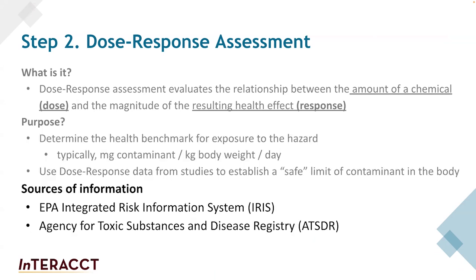Sources of information for this step typically include the EPA's Integrated Risk Information System, or IRIS, and the Agency for Toxic Substances and Disease Registry, known as ATSDR. These organizations provide toxicological profiles and dose response data for a wide range of substances. This step lays the foundation for understanding how increases in the amount of a toxin in the body results in increased adverse health effects.